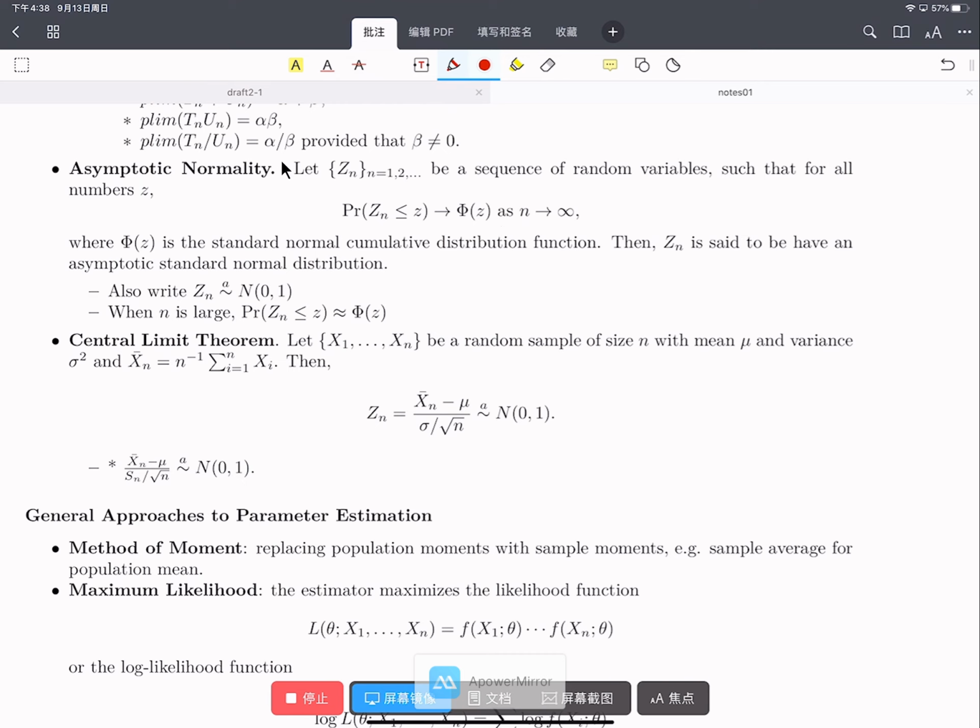The asymptotic normality concept states that as the sample size grows larger, the distribution of the sequence of the estimators or other random variables converges to a standard normal distribution. Basically it means that the distribution is very similar to a standard normal distribution. Sometimes we write this notation: Zn asymptotically follows the standard normal distribution.